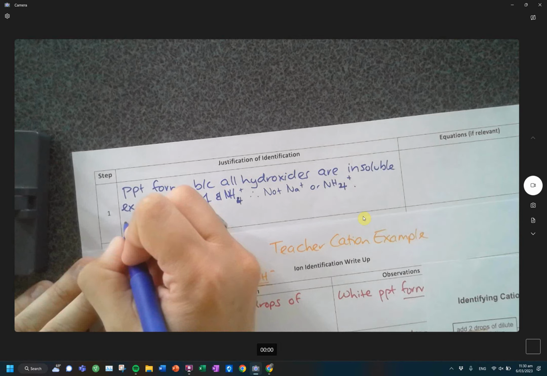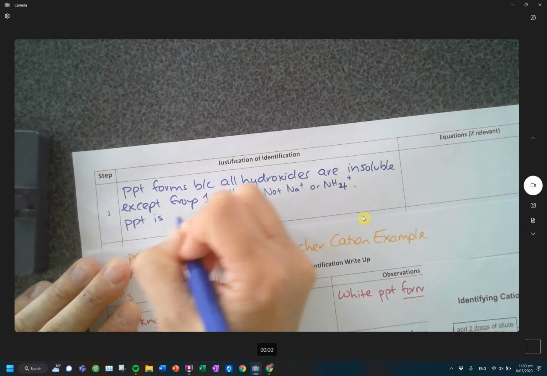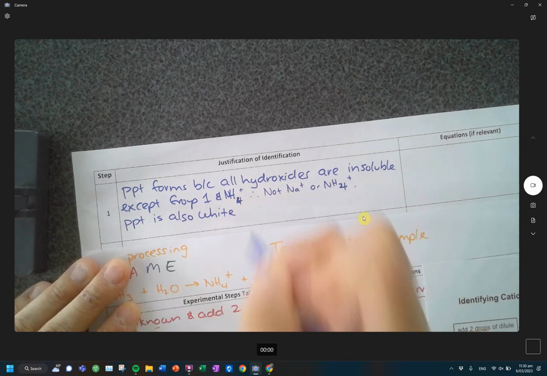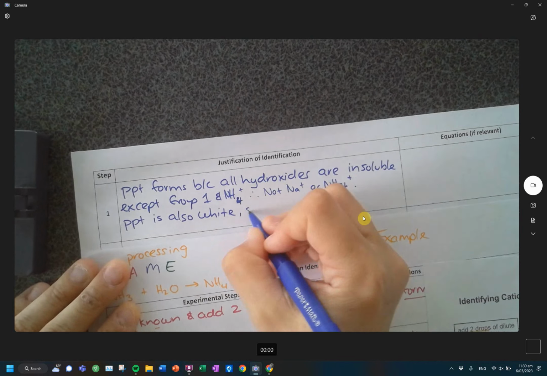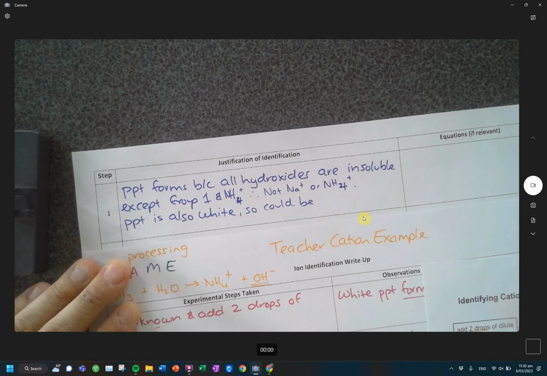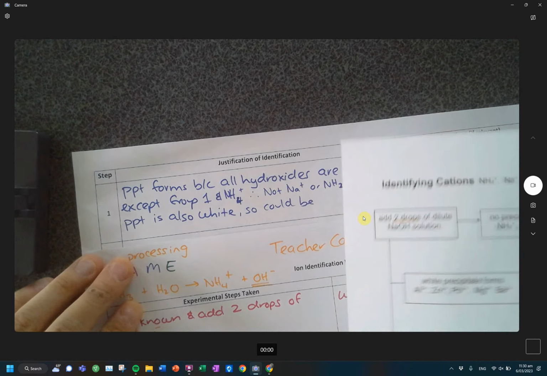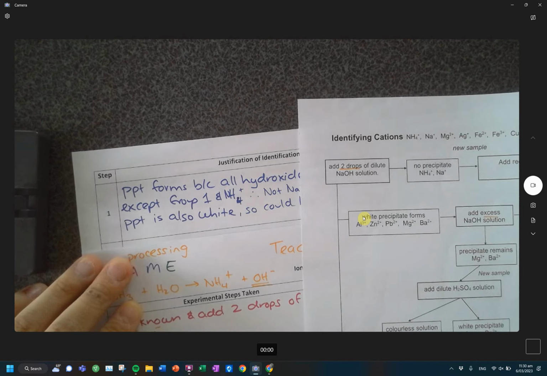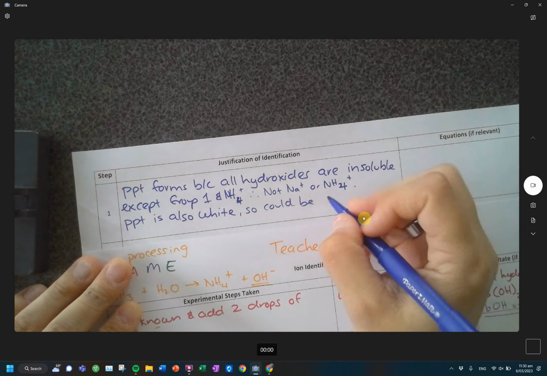Precipitate is white. PPT is also white. So it could be, and let's look at our list of white precipitates: aluminium, zinc, lead, magnesium, or barium.